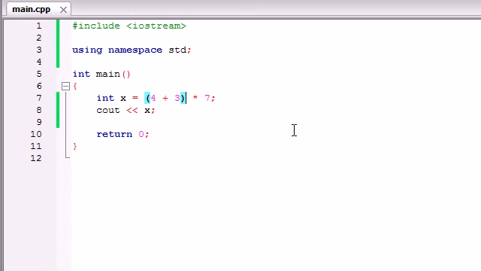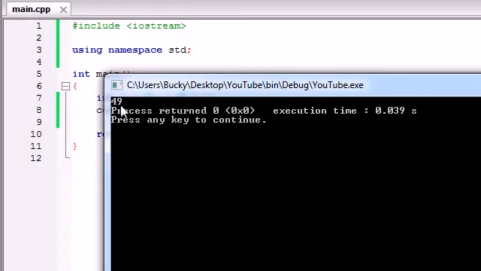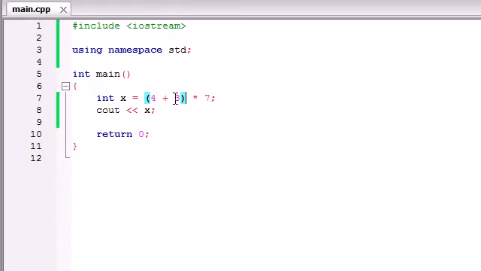So now whenever we build and run this, it's going to run your parentheses first and say, alright, 4 plus 3 equals 7 times 7 equals 49. So remember, the rule is this: parentheses first, then your multiplication and division, and then your addition and subtraction. So remember that, and if you get confused, it's called the associative property. You should have learned it in like 8th grade math or 9th grade math or maybe 7th grade. I don't know. I can't remember. It was a long time ago.